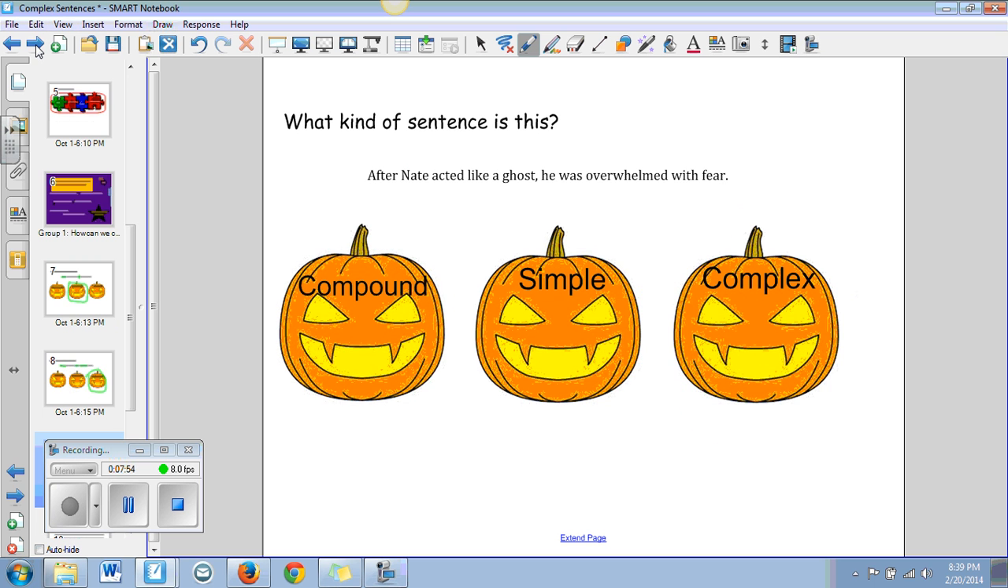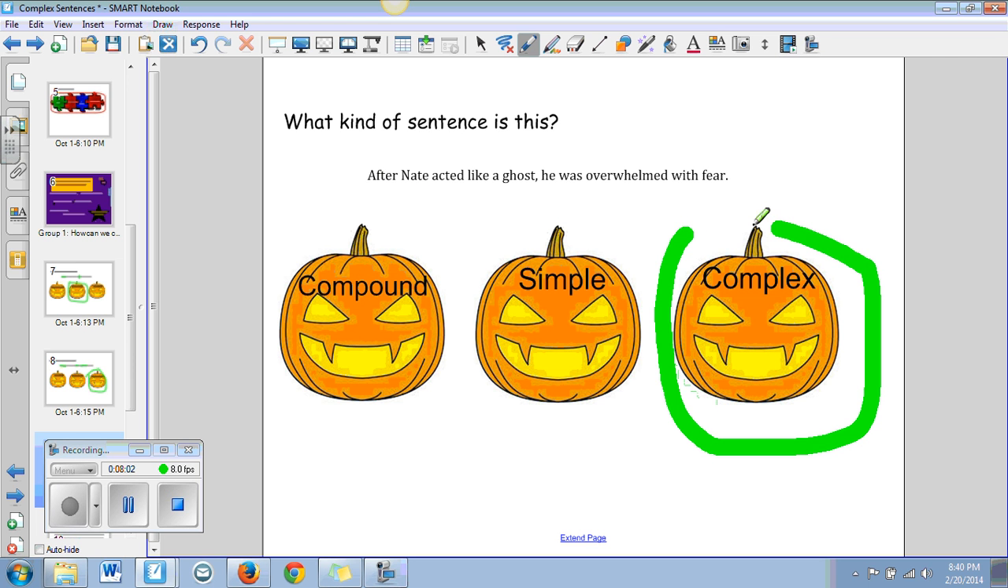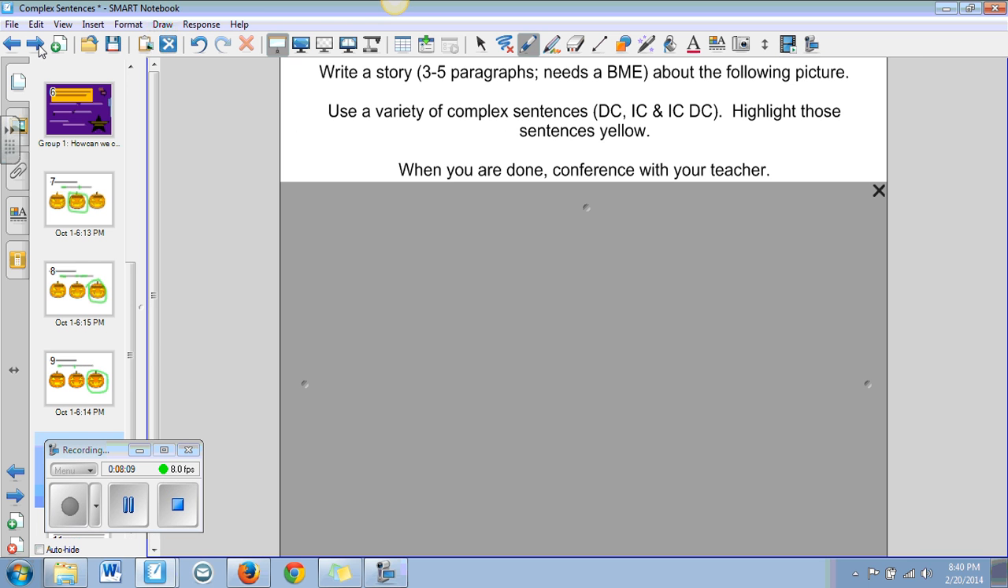coordinating conjunction. After Nate acted like a ghost, he was overwhelmed with fear. Okay, if you said this was a complex sentence, you're exactly right. After, as a subordinating conjunction, it's starting our sentence, so we must have this comma.